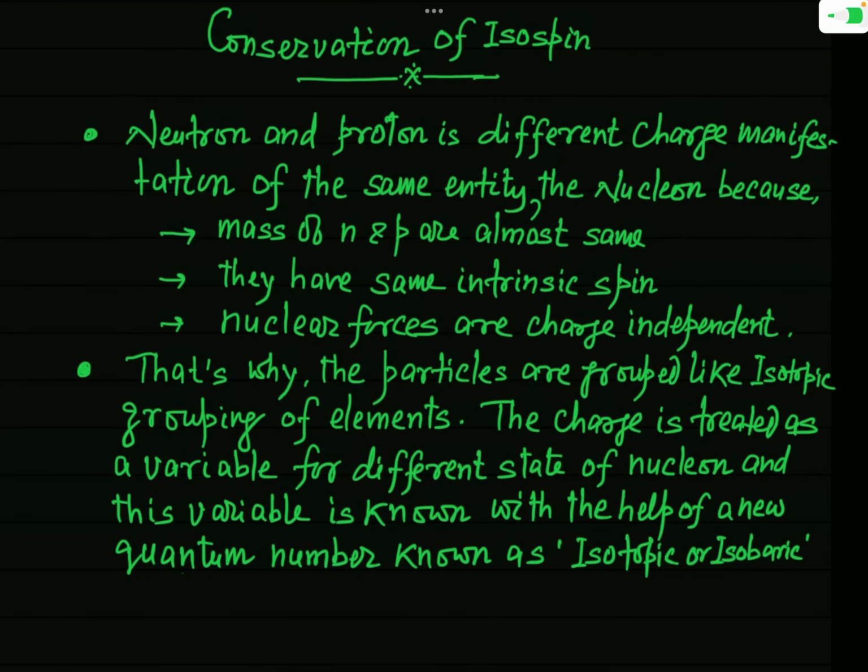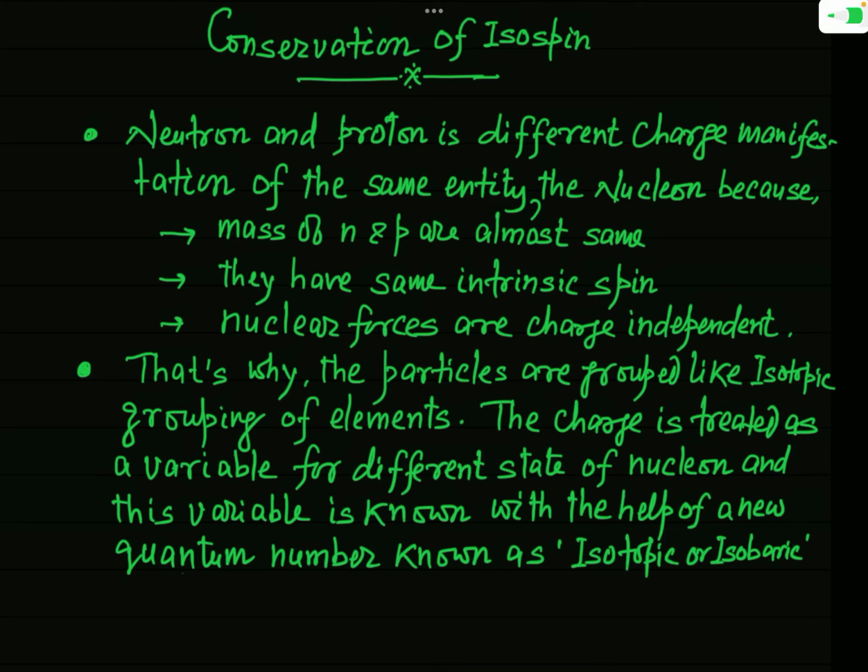In the previous lecture, you have seen the discussion on the conservation of two important quantum numbers, and those were the lepton number and the baryon number. Now in this lecture we will discuss the concept of another very important quantum number, which is called isotopic spin or isospin quantum number.